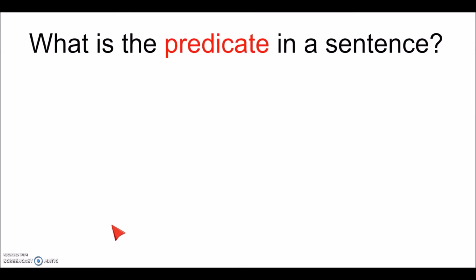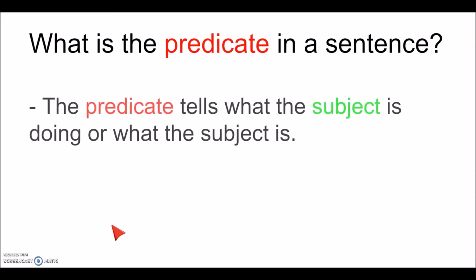What is the predicate in a sentence? The predicate in a sentence tells what the subject is doing or what the subject is.